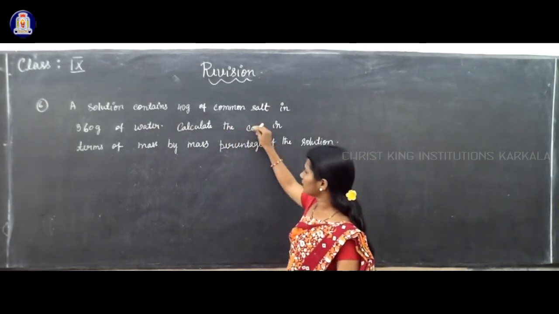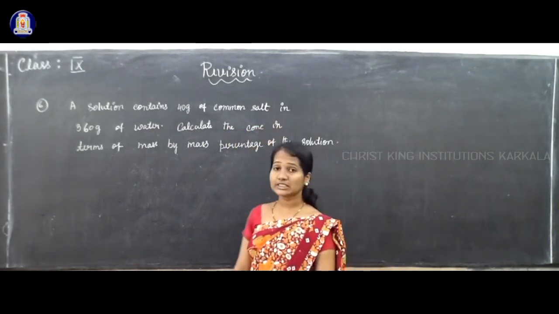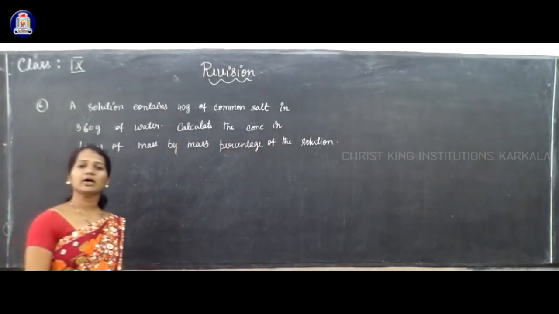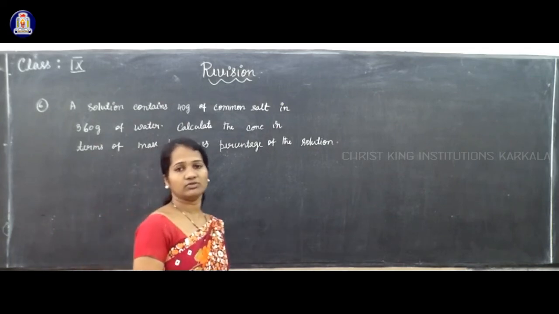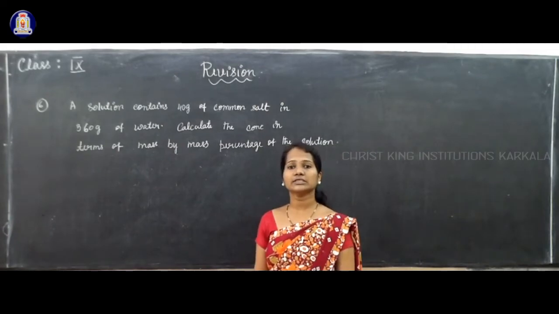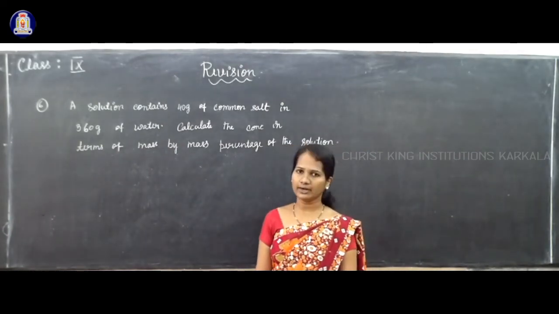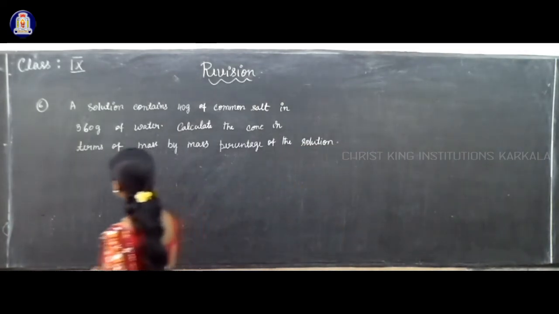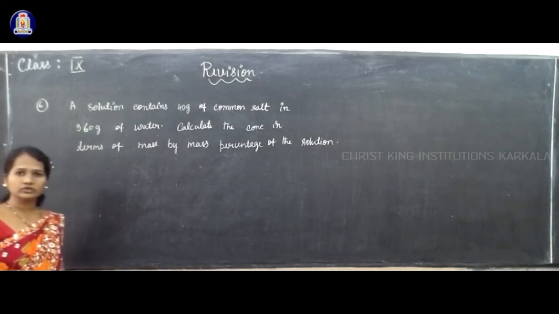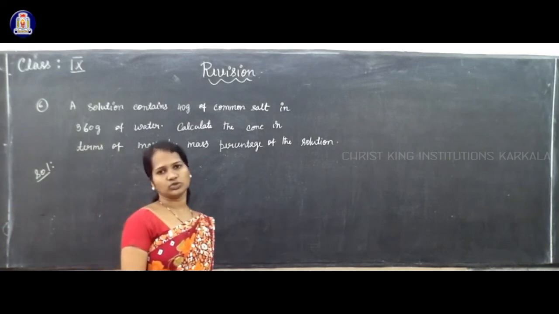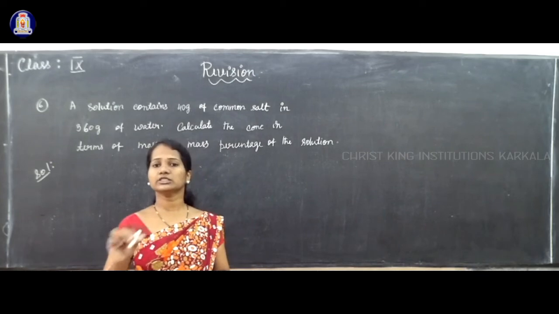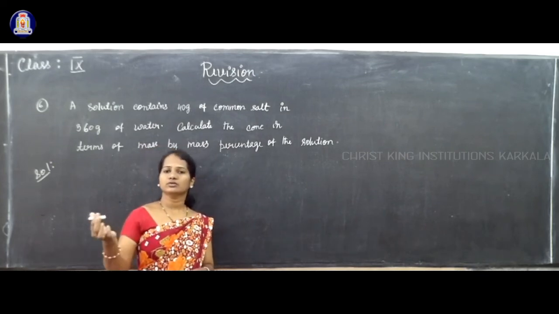Calculate the concentration in terms of mass by mass percentage of the solution. So mass by mass percentage of the solution. The formula is mass of the solute divided by mass of the solution into 100. So first write what is given. What is given? We need mass of the solute. What do you mean by solute? To make the solution, we are adding solute and a solvent. Solute plus a solvent, we get the solution.